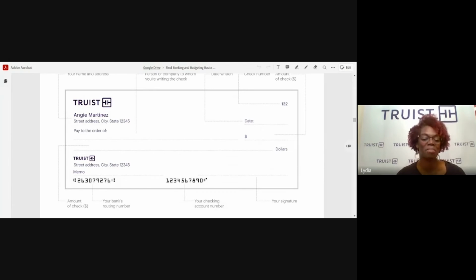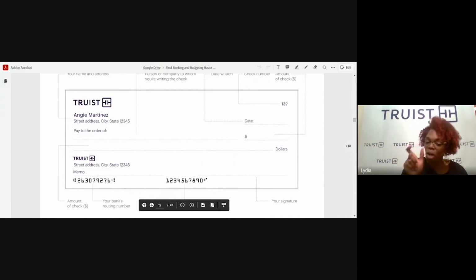There's a dollar amount. You see a dollar sign right to the right of pay to the order of. That dollar sign is for the actual digits, the numerical written number. So if I'm writing him a check for $100, 100.00 is what I would be writing on that portion. That's the numbers. It's very small, because you're not writing it out in words.